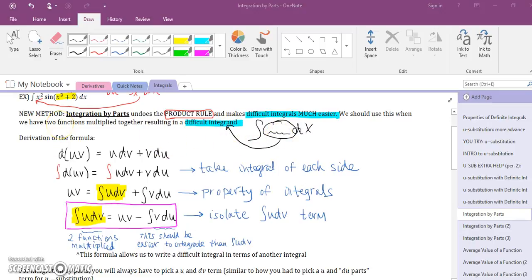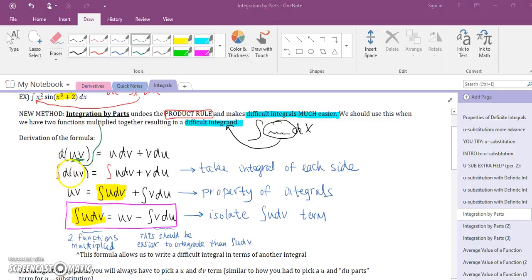Now let's actually derive the formula. So we haven't done a little proof in a while. This is a pretty quick one. Let's say I have 2 functions multiplied together, u and v. Now remember, integration by parts undoes the product rule. So let's actually find the derivative of u times v. That's what d here is for. The derivative of u times v would be u times the derivative of v plus v times the derivative of u. Let's take the integral of each side.